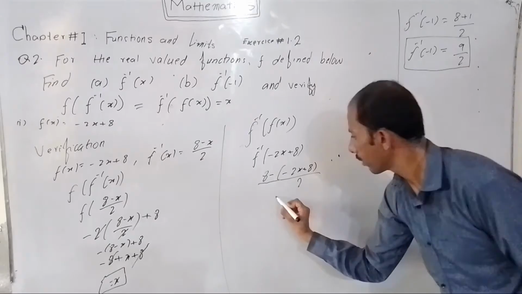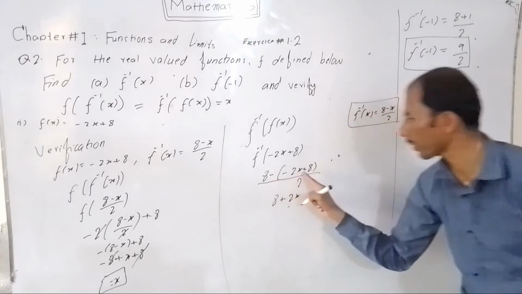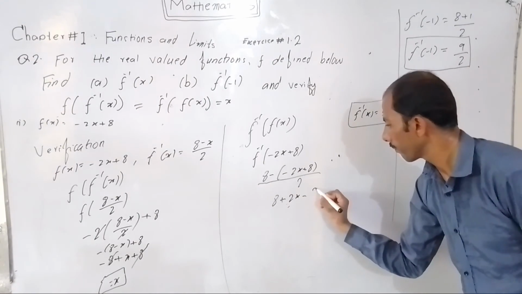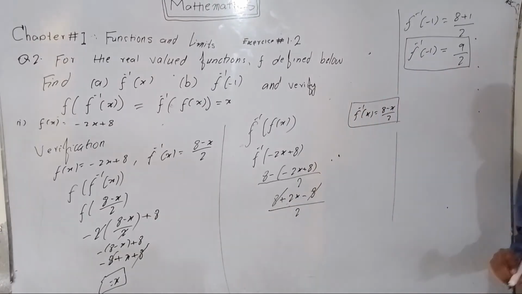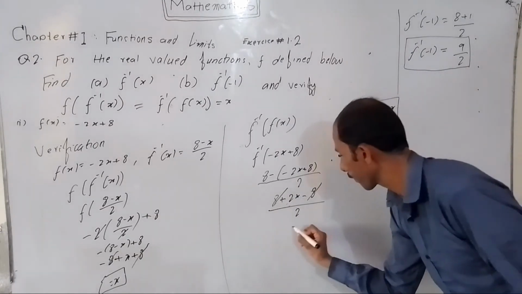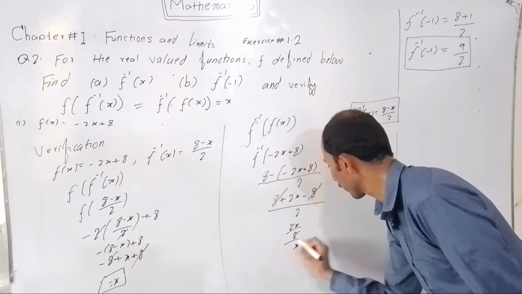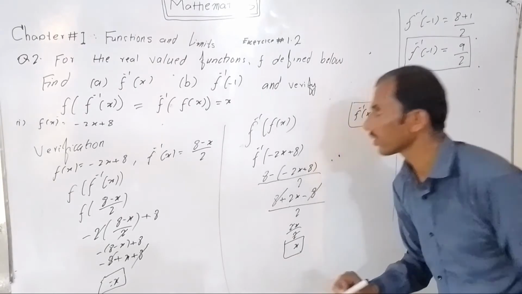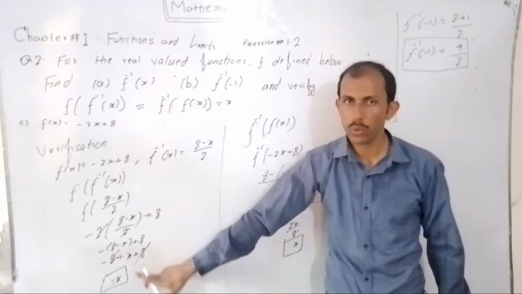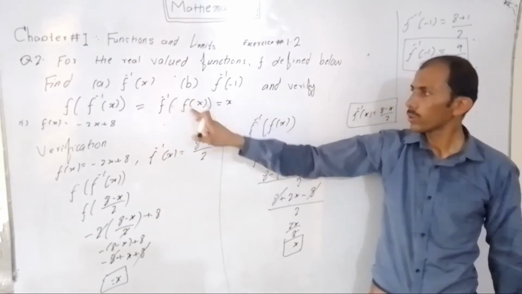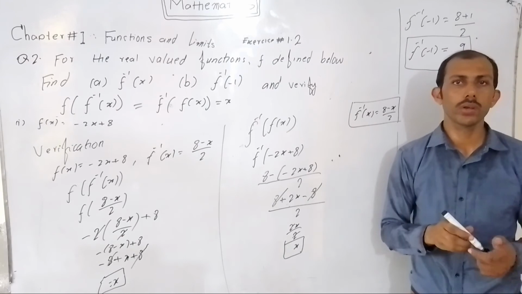So 8 minus multiply minus plus 2x, minus 8, divided by 2. 8 minus 8 cancel, 2x divided by 2, 2 cancel, x, which is the required solution. f into f inverse of x is equal to x. f inverse into f of x is equal to x, which is the required solution.